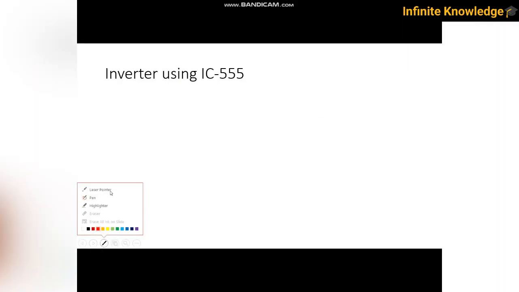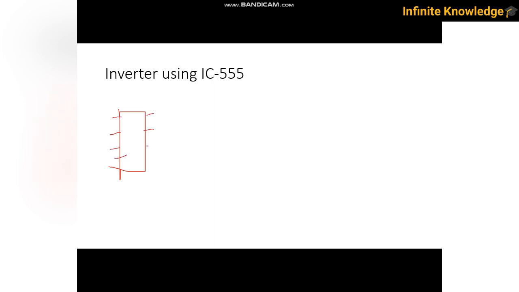Now I am showing you what the output looks like. This is the IC-555, and you know the pin diagram, 1 2 3 4 5 6 7 8. Pin number 3 is our output pin, and the output of this IC-555 is like 0 1 0 1 0 1. The time period of 0 and of 1 is the same. It is continuously changing its state.